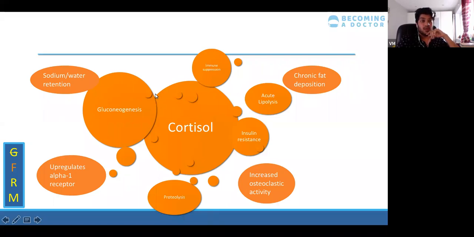Like mineralocorticoids, it has a weak effect on sodium and water retention, but it nevertheless has an effect, and it upregulates alpha-1 receptors in blood vessels. So that plays a role in blood pressure. Those are all the sorts of things that cortisol does.